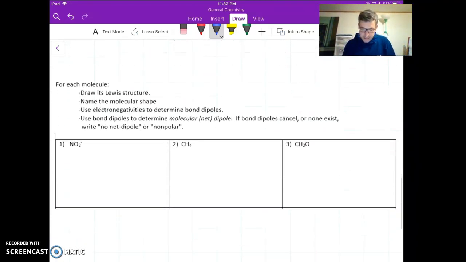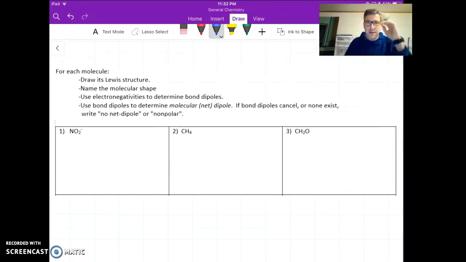So let's try this. You're going to be asked to do this in just a few minutes on a little assignment in class. So we're going to do these first three as examples. So see if you can draw the Lewis structure for each one, and then see if you can put in the dipoles, and then see if you can decide if the dipoles cancel or not. And if they don't cancel, which direction do they go? So give them a shot.